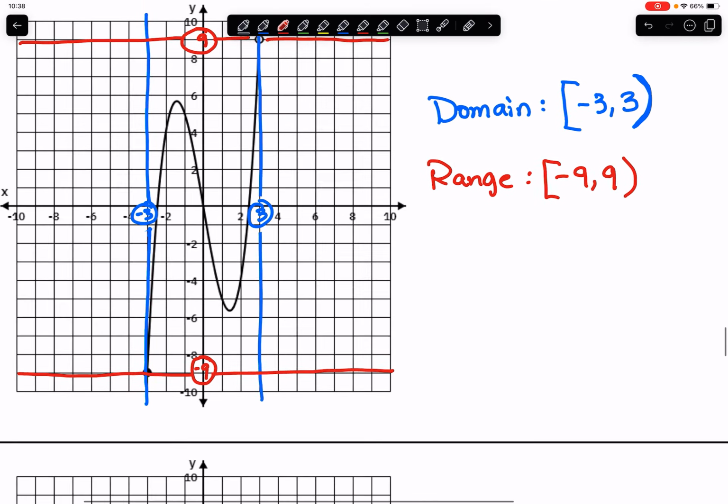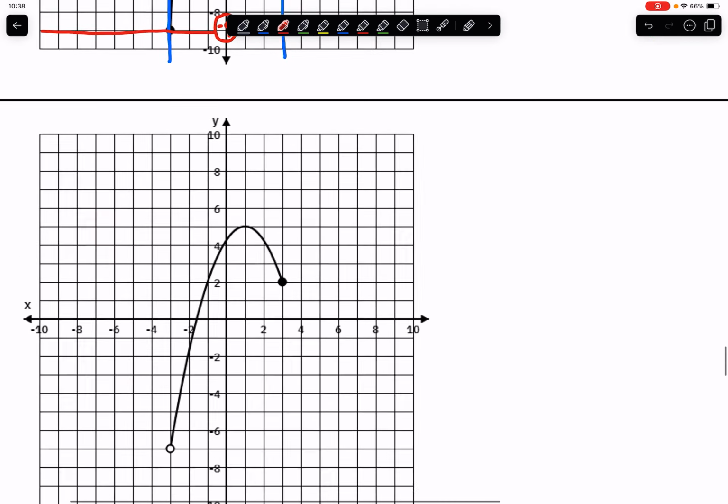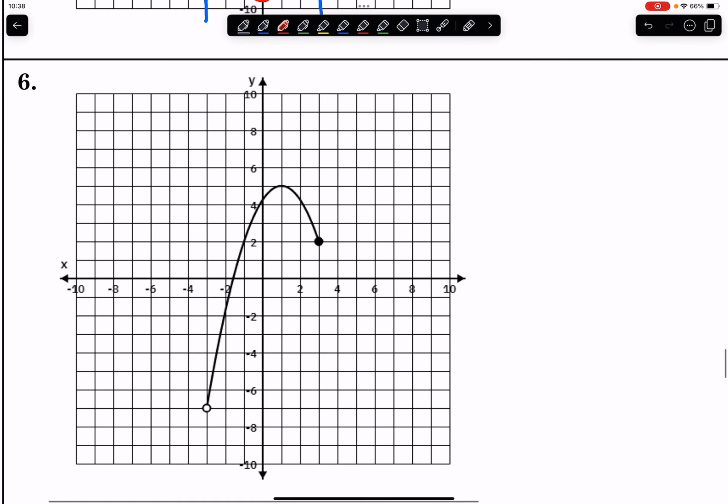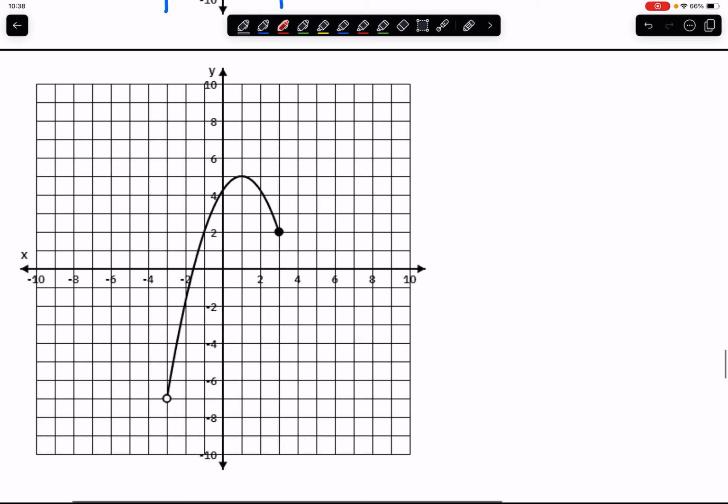Let's look at another example. Let's look at example number 6. You try this example yourself. Pause the video and determine what the domain and range is, and then come back and check if your answer is correct. Let's go now and check your answer.